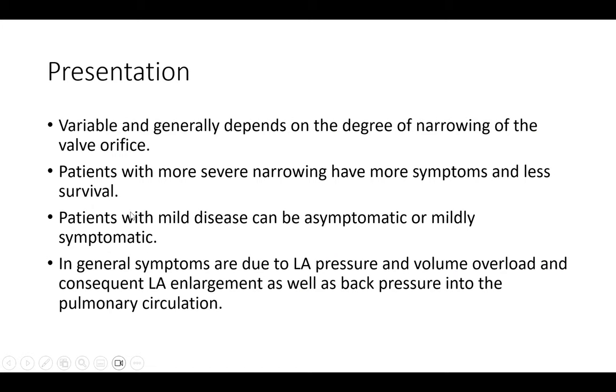So how do they present? Presentation is variable. Like we said, some of them may be asymptomatic in the beginning, okay? Symptoms generally reflect the degree of narrowing to a large extent. Patients with more severe narrowing will have more severe symptoms, and the earlier symptoms develop, the less the survival. Patients with mild disease can be only mildly symptomatic, but in general, whenever symptoms develop, it is due to this increased LA pressure, with increased LA volume overload and back pressure to the pulmonary circulation, or LA enlargement with all its consequences, so stasis with thrombus formation and atrial fibrillation, which also worsens everything.